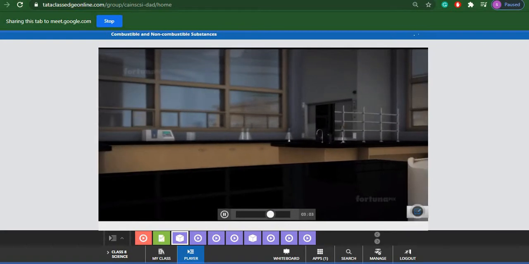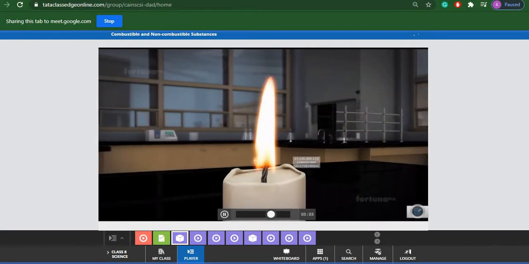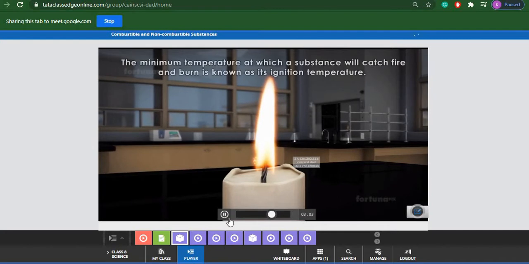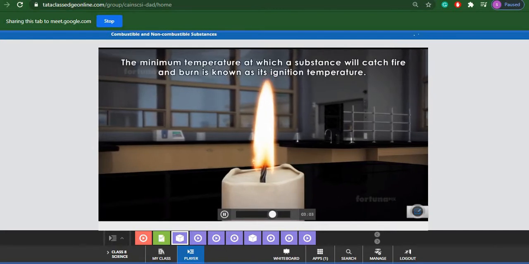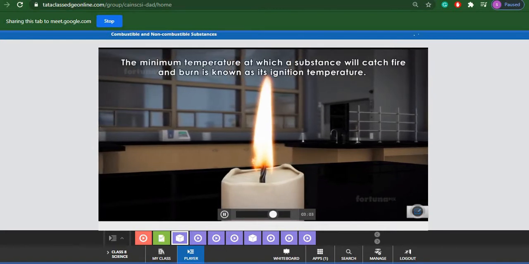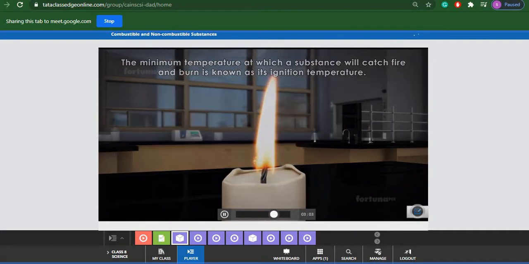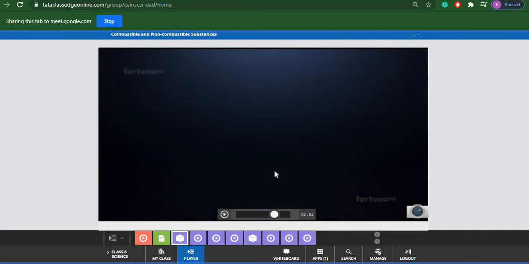For any substance to undergo combustion, it must be heated to a certain temperature. The minimum temperature at which a substance will catch fire and burn is known as its ignition temperature. So here is a new term, ignition temperature, and it is nothing but the lowest temperature at which a substance catches fire. Every substance has its own minimum temperature, and different substances have different ignition temperature values.